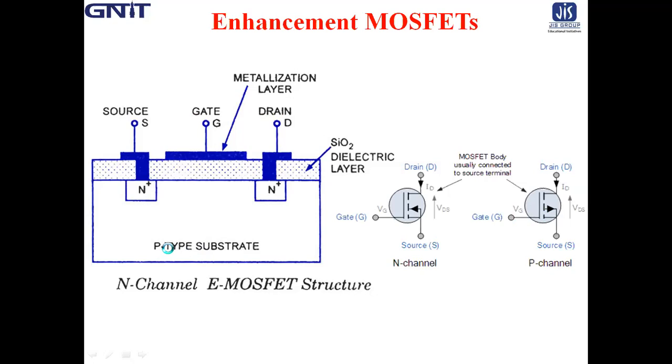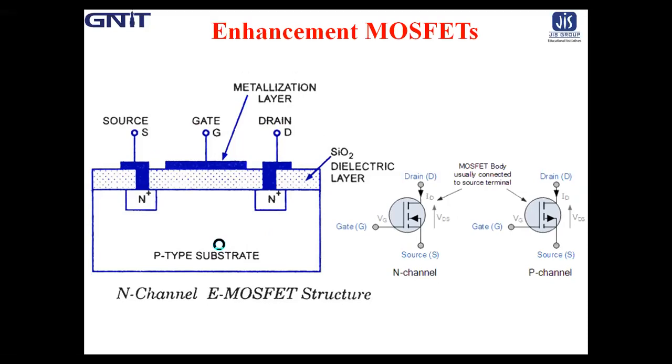The structure of N channel enhancement MOSFET has two highly doped N plus regions diffused in a lightly doped P-type silicon substrate. The terminals, which are aluminum or metal contacts for these N plus regions, are called source and drain terminals, and they are separated by a thin insulating layer of silicon dioxide or SiO2.